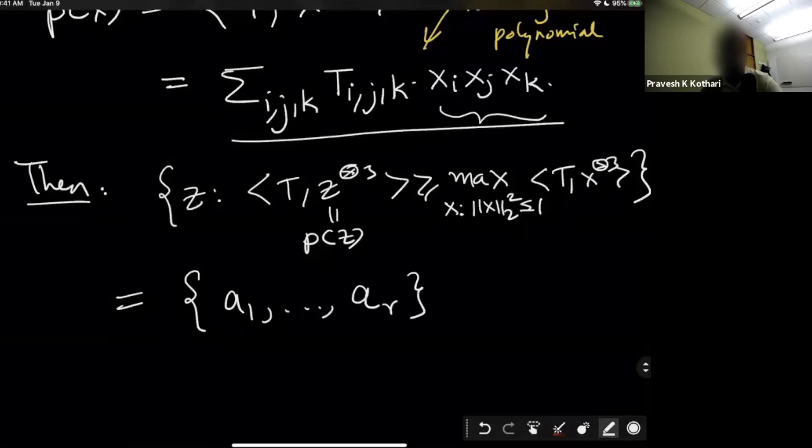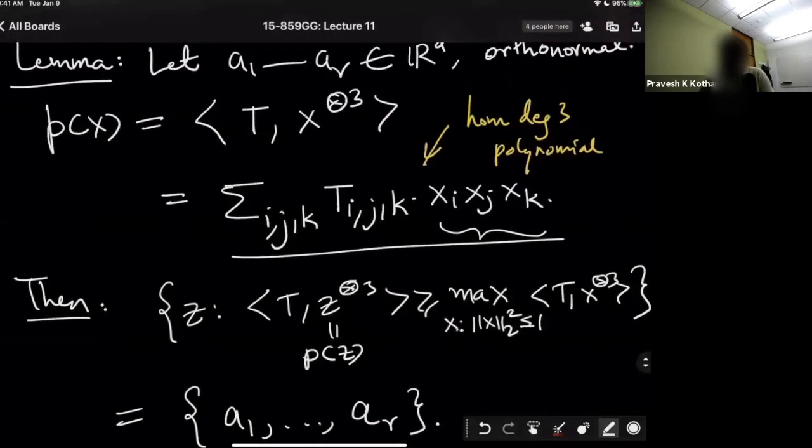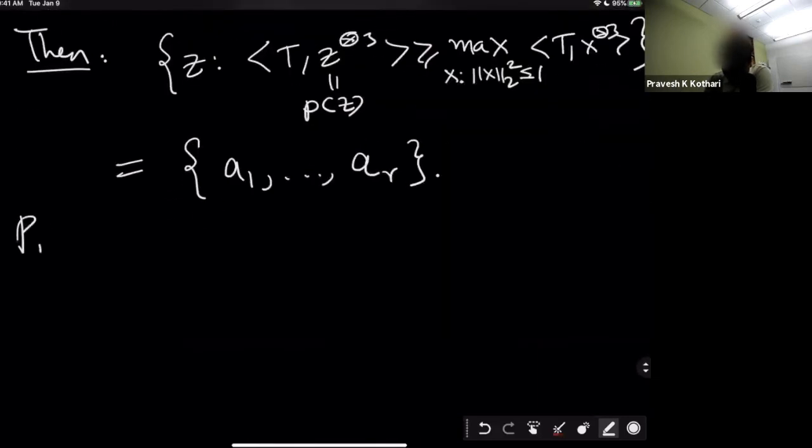Okay. So notice, this lemma has a very, very simple proof. But it's important to observe the conceptual connection it's making. It's saying that the components of the tensor are precisely the set of maximizers of the associated homogeneous degree 3 polynomial over the unit sphere. And in particular, if I wanted to compute the components, then I could just compute the set of maximizers of this associated degree 3 polynomial. So let's prove this lemma, because the proof is really, really simple.